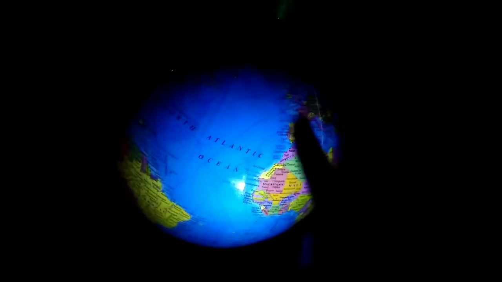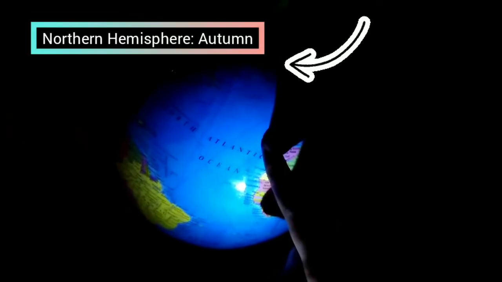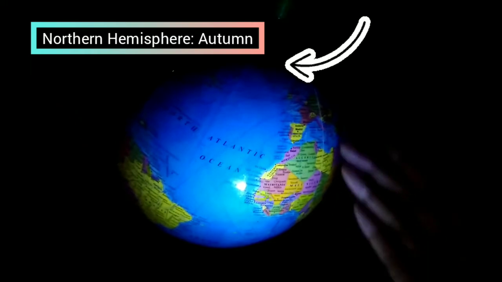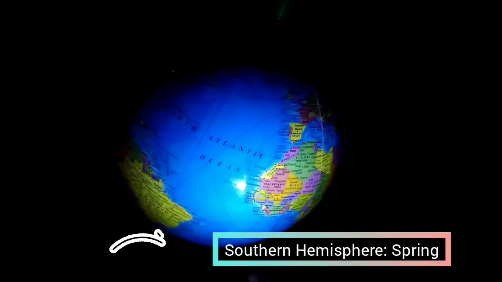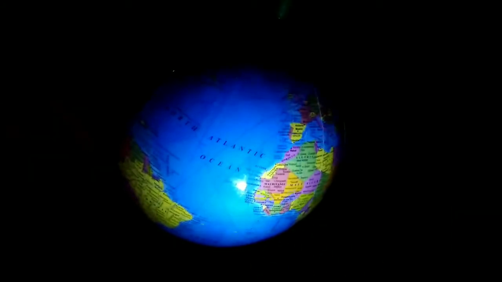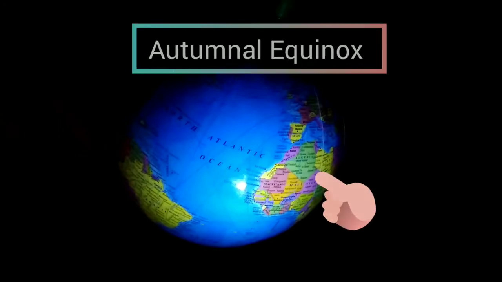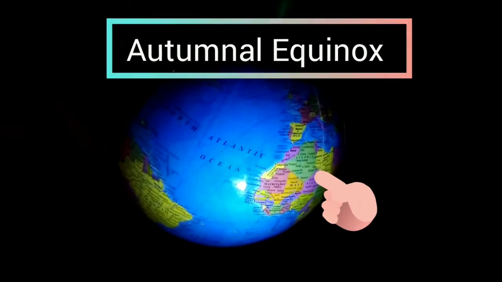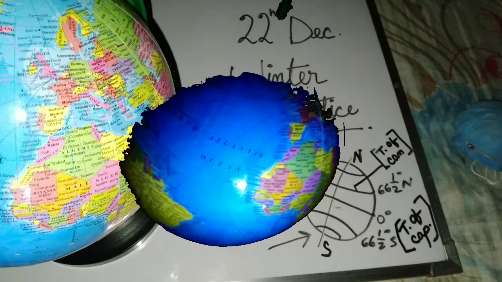So there is autumn in the northern hemisphere after the summer, while there is spring in the southern hemisphere after the winter. And this position of the earth on 23rd September is known as the autumnal equinox. Now, equinox means equal day and night.